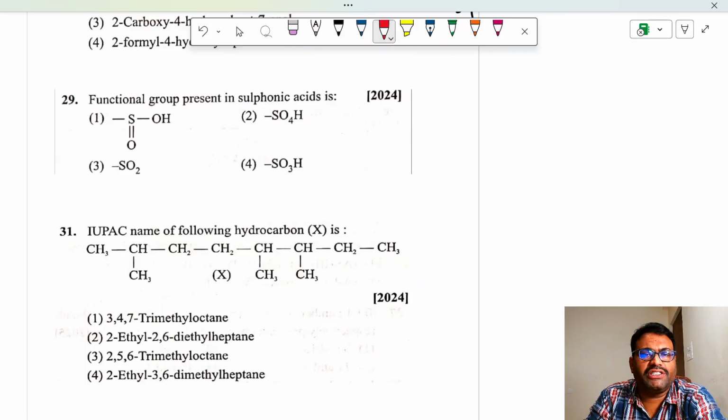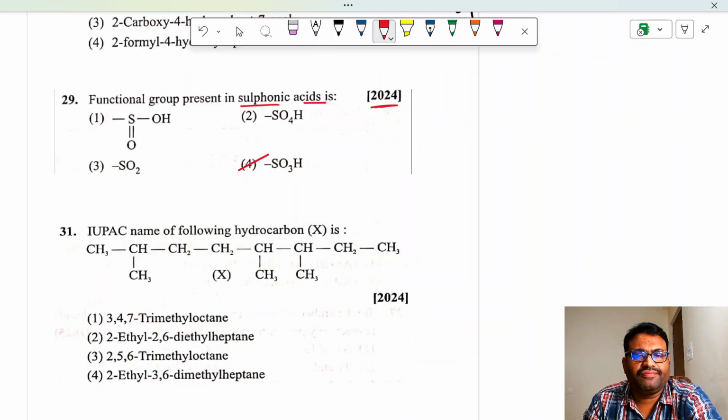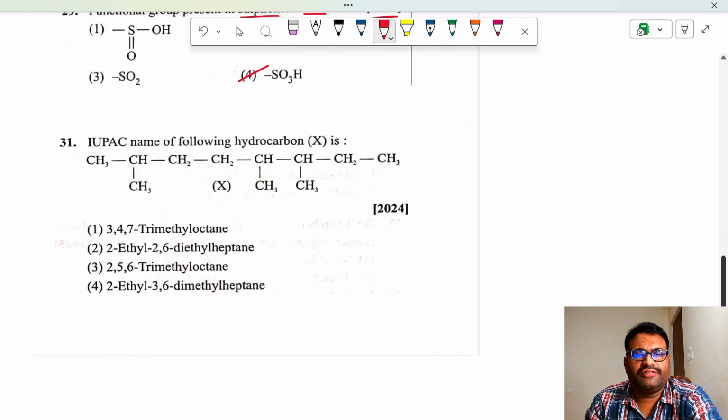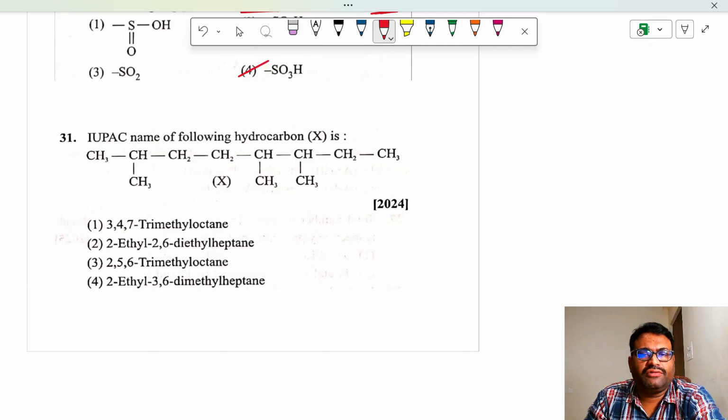Then, what is the functional group present in sulfonic acid? SO3H. A very simple question is asked. Next, 2024.